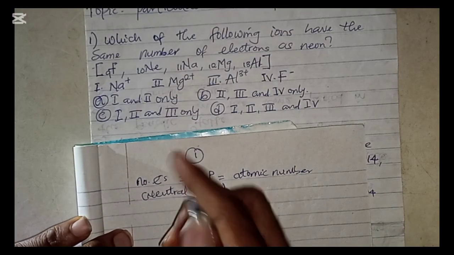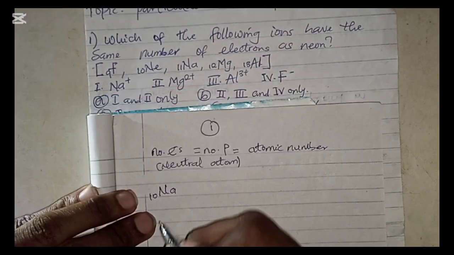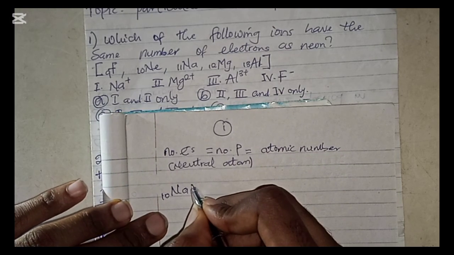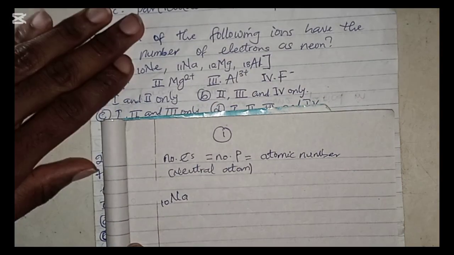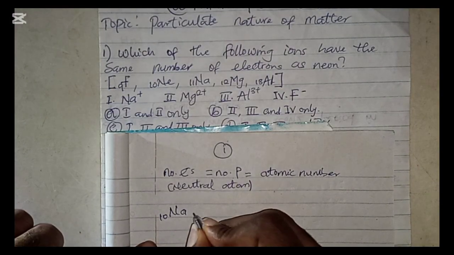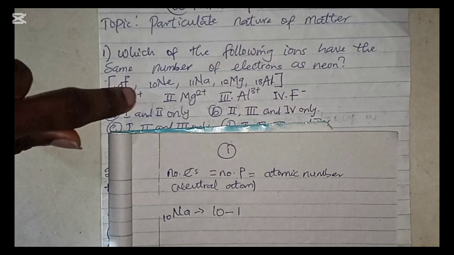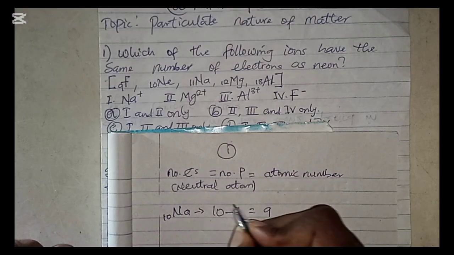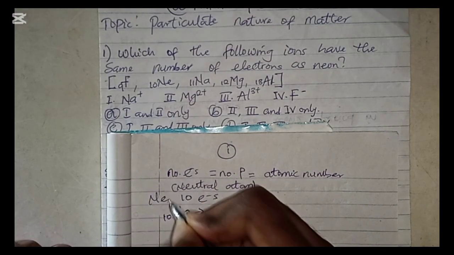For sodium here, sodium has an atomic number of what now? You can see from the question that sodium has an atomic number of 11. Now, sodium plus means it has lost 1 electron. And since it has lost 1 electron, we have 11 minus 1, which is 10. Don't forget, for neon, we have 10 electrons.